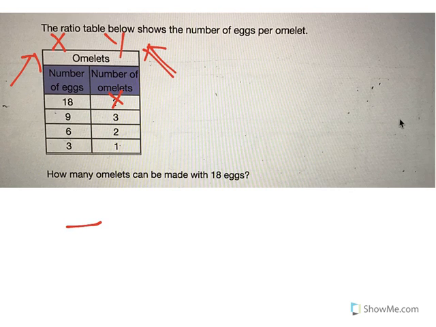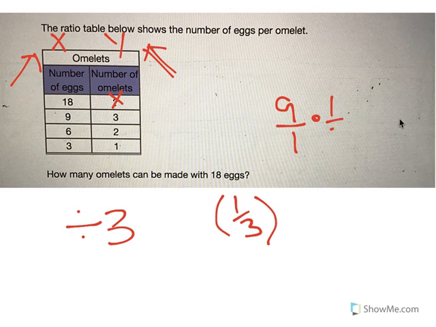Now this one's easy because I'm dividing by 3. How do I go from 9 to 3? Divide by 3. 6 to 2, divide by 3. 3 to 1, divide by 3. Or, again, we can say I'm multiplying by 1/3. What's 9 times 1/3? Which is 9 over 3. You simplify 9 over 3, and you get 3. What's 6 times 1/3? That's right, 2. Or 3 times 1/3, and you get 1.